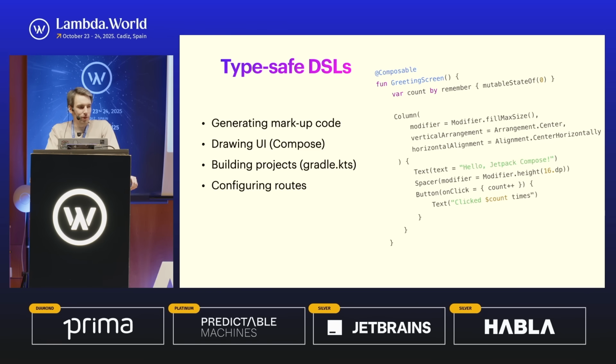Probably you've used build.gradle.kts, which consists mostly of those functions. And for instance, here is an example, a hello world in the Jetpack Compose library, which draws some UI. And here we have Column, Text, Spacer, Button, and all of them are just pure functions. It's not like objects, they're just functions in the Compose scope where you can invoke other functions and draw your UI.